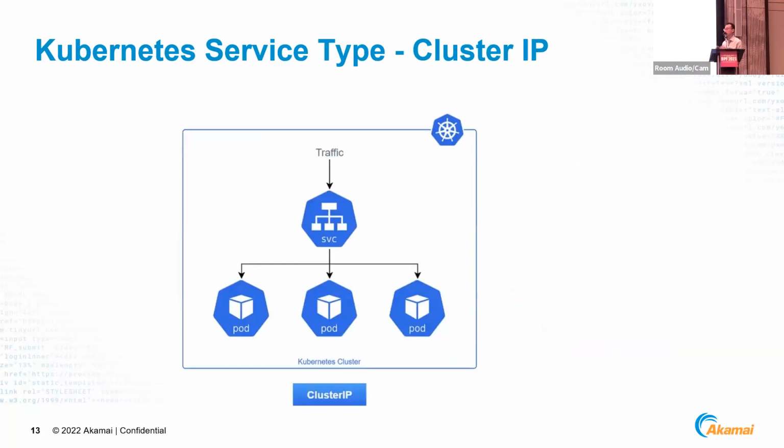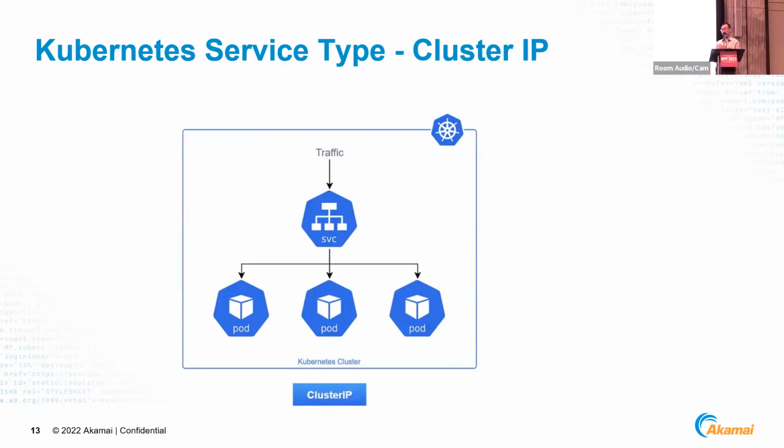The first type is called cluster IP. So this is the default type. If you don't specify anything, you will start up a cluster IP service type. What is the cluster IP service type? A cluster IP will provide you a single internal IP that you can reference to go to your workloads, basically. This is an internal IP. It's only internal to the cluster, and it cannot be accessed outside the cluster.